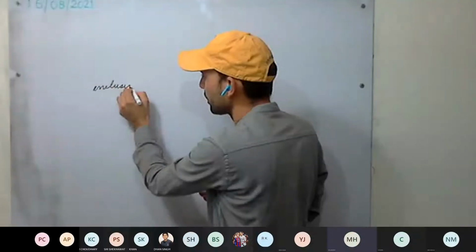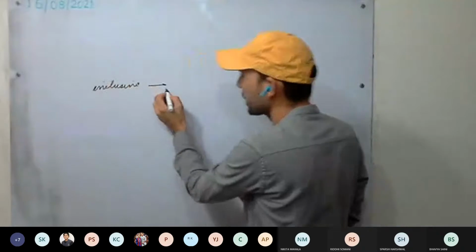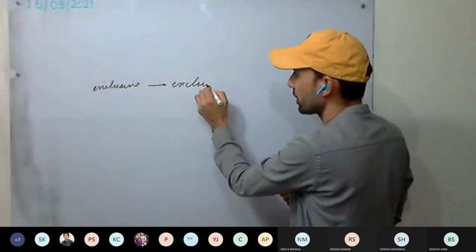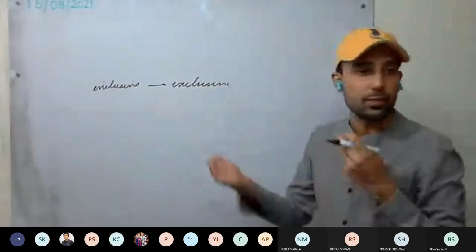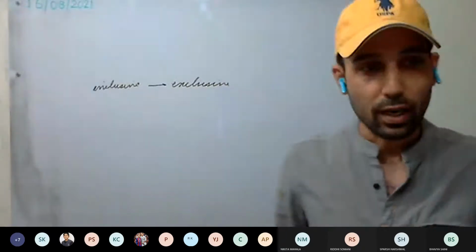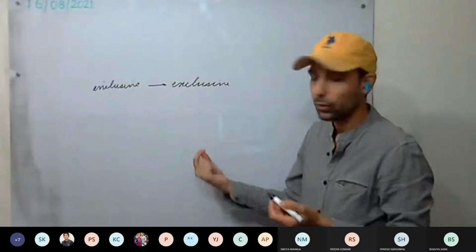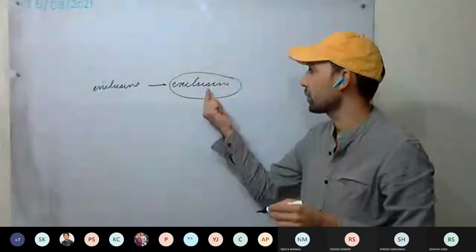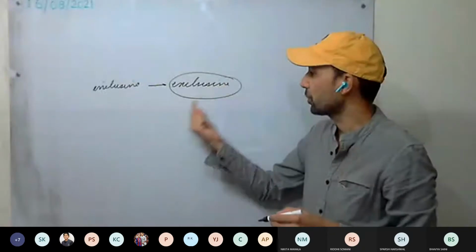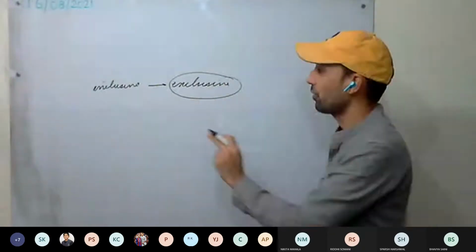Inclusive form, we can convert them into exclusive. And now when we are drawing the histogram, it must be exclusive. The class intervals must be exclusive because it will provide us the continuity.